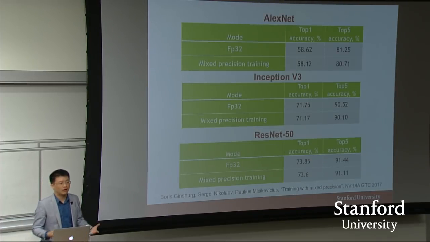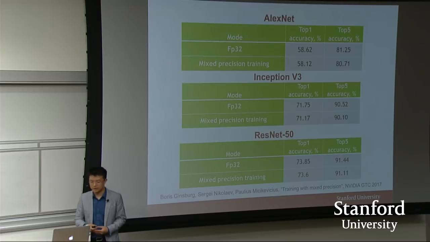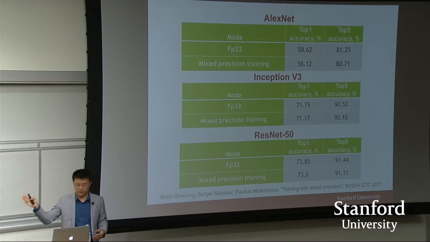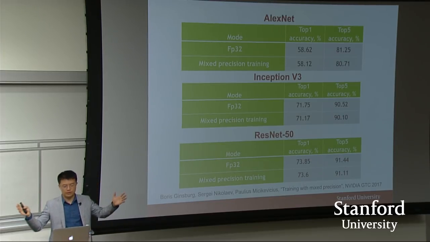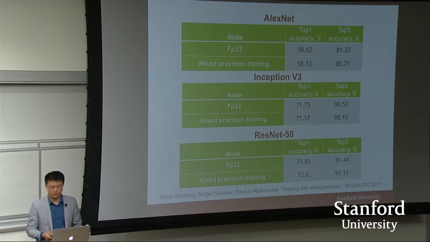But in the end, after you train the model, this is the result for AlexNet, Inception V3, and ResNet 50 with FP32 versus FP16 mixed precision training. The accuracy is pretty much the same for these two methods, a little bit worse, but not by too much.